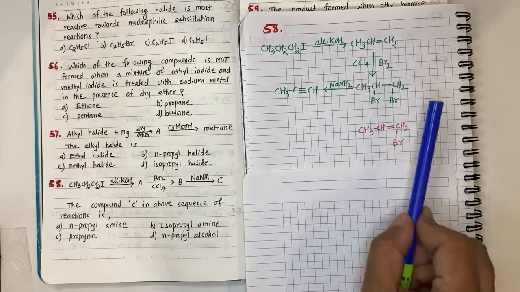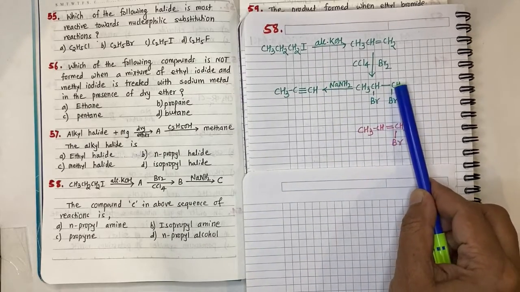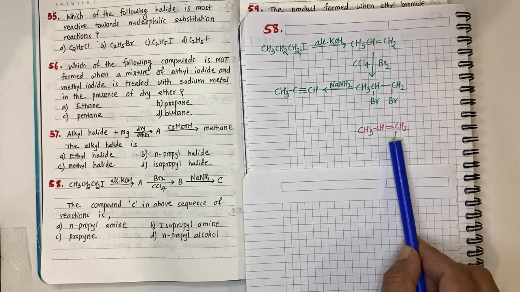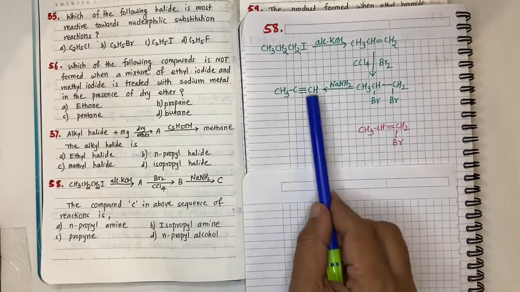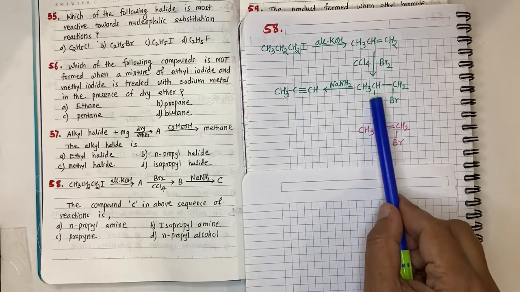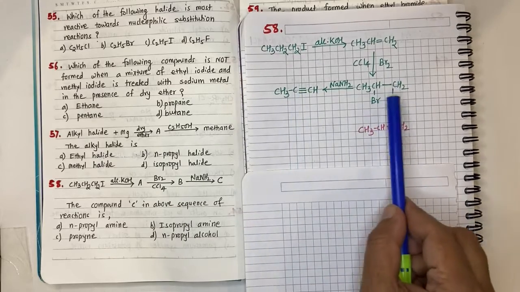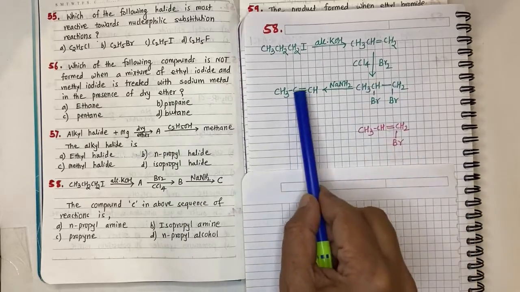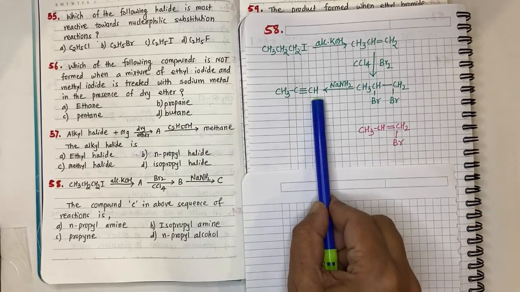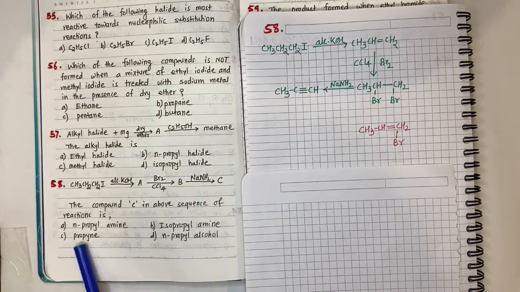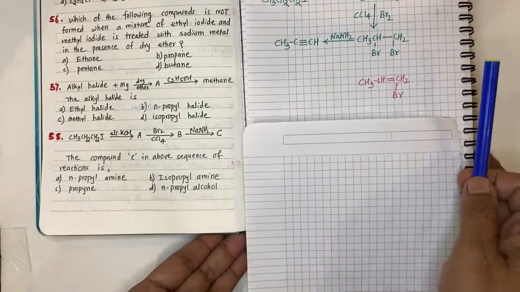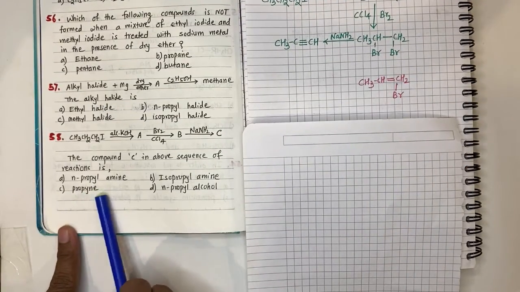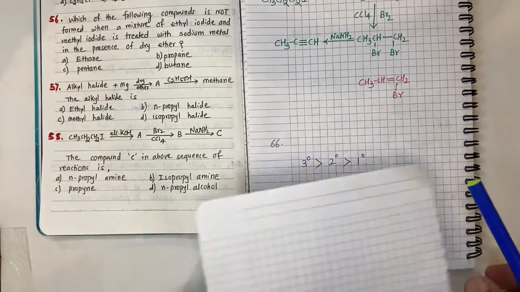But if you add NaNH2, it is stronger. It removes both HBr, that is, this Br and this H, and gives this. Now by removal of this Br and H, one double bond is formed, and by removal of this Br and this H, one more double bond. That gives propyne. Here the answer is propyne. Okay, this is the answer, propyne. Okay, next question.